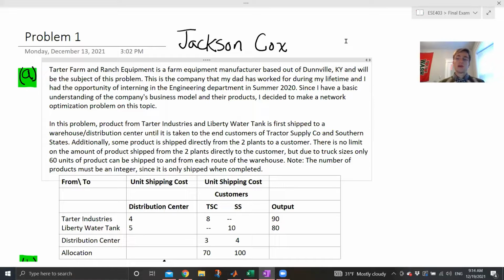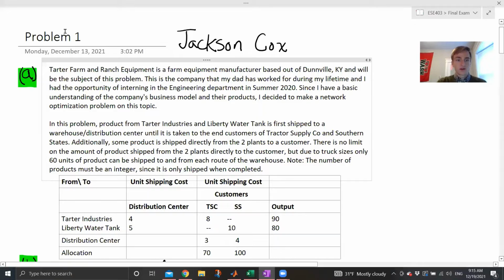For me, I made my problem about Tartar Farm and Ranch Equipment. This is a manufacturing company that my dad has worked at my entire life, and I actually had the opportunity of interning for them as an engineer in the summer of 2020. Since I had a basic understanding of this business and some of the various techniques they use, I decided to make my problem about this company.